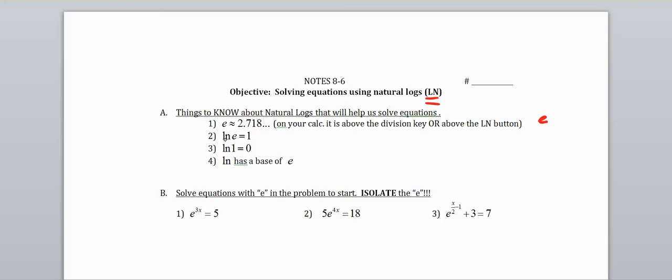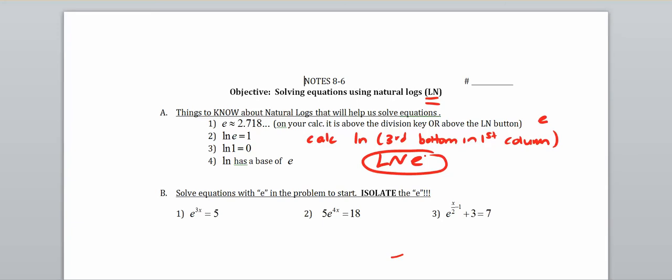Now I want you to show what the natural log of E is. On your calculator, the natural log button is the third from the bottom in the first column, and it looks like LN. Press LN, and then press second and the division key so you can do LN E. Above the division key is E. Press enter, and what's really important is that LN E is equal to 1.